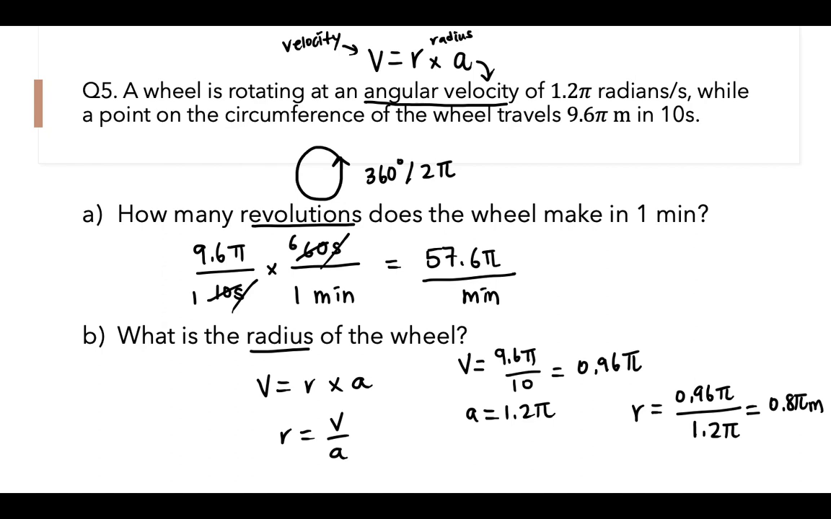Okay, so because the velocity is meter per second, and the angular velocity is radian per second, the second cancels out, and radian is already a unit that drops out, so you're left with meter. So that is the radius of this wheel.